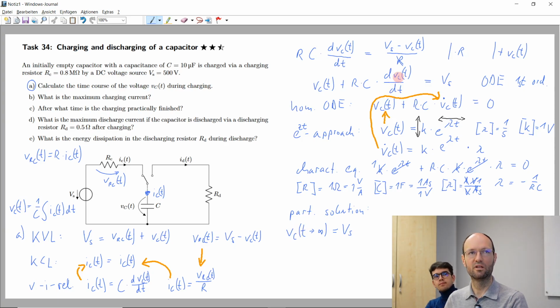And the same would happen here. So if we wait for a long time, if the capacitor is fully charged, if this voltage does not change anymore, then the voltage drop across the capacitor must be the source voltage. Because once again, if this is constant, the time derivative of a constant is zero. Okay, so this is our solution for this particular equation.